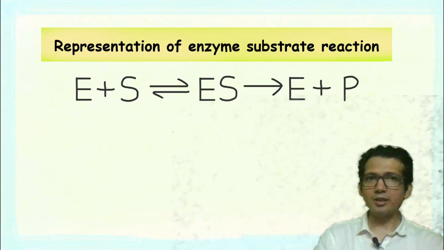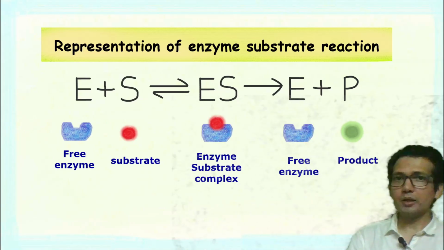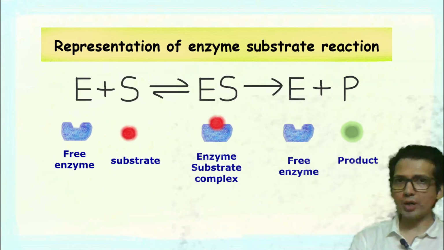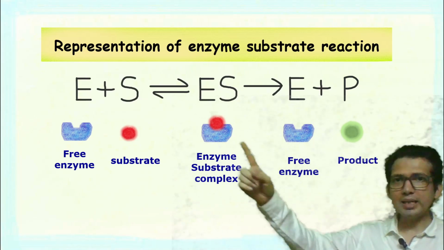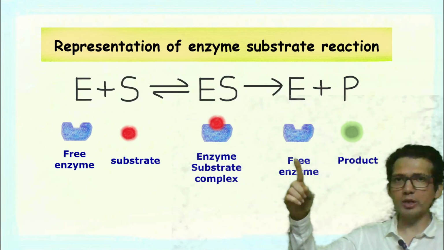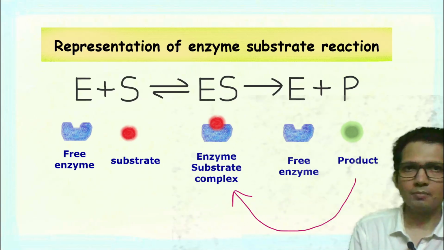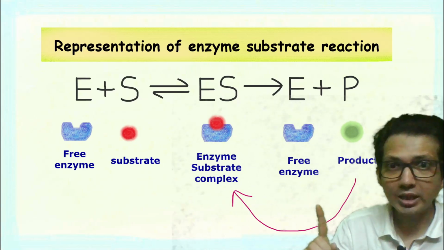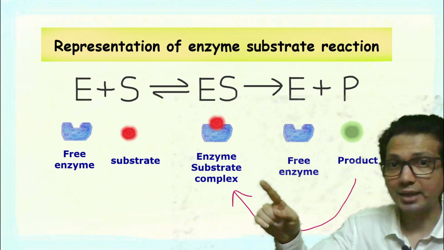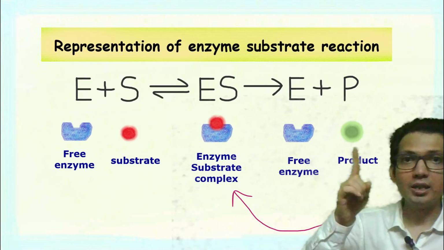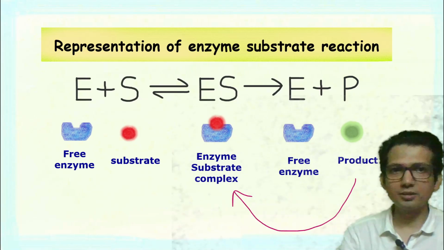So mathematically, the reaction is represented in this form. The free enzyme reacts with the substrate and forms the enzyme substrate complex. This ES complex is further broken down into free enzyme and the product. Now, if you see this reaction carefully, then you can see the product is formed by the breakdown of ES complex. In other words, the product formation depends on the ES complex.